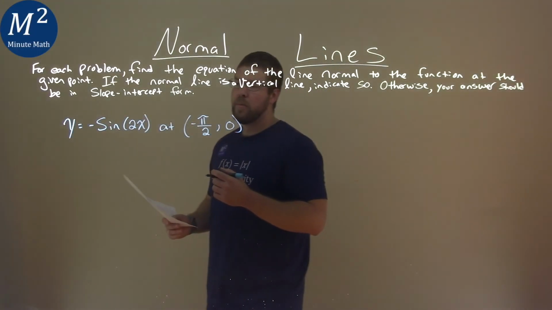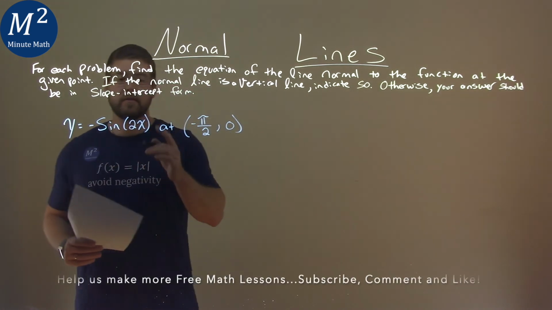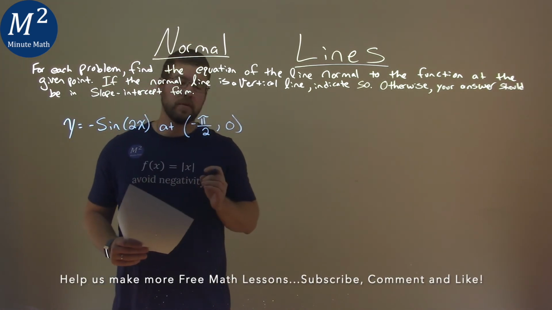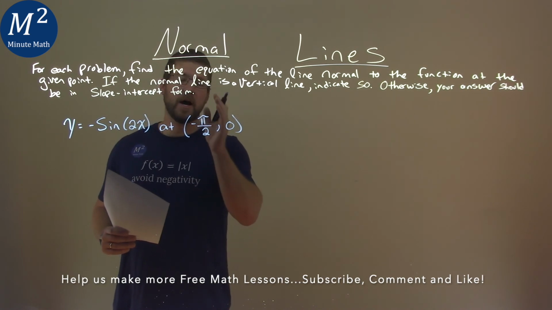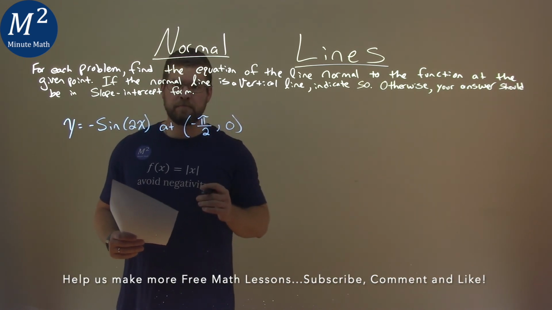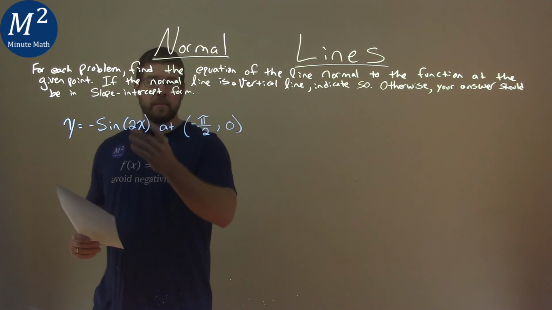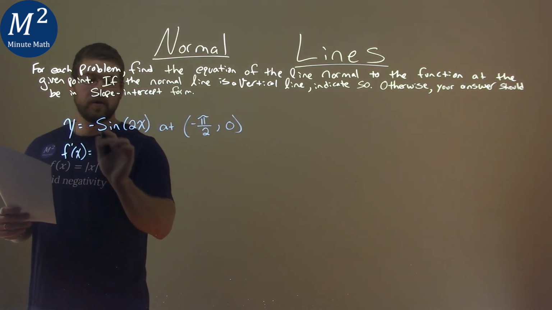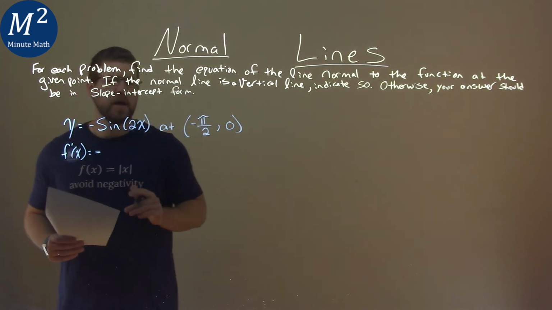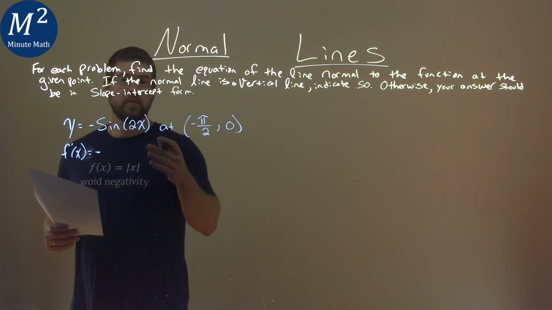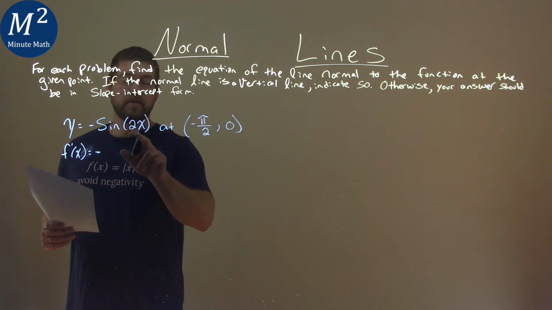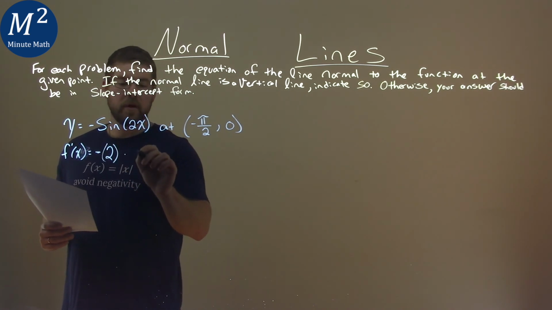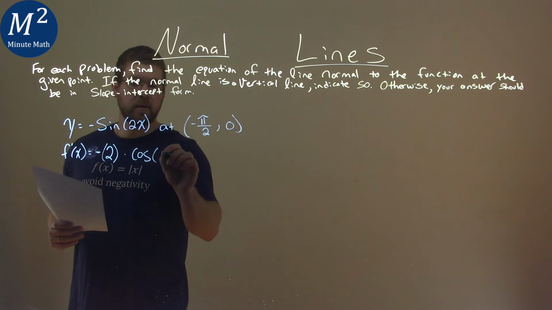We're given this problem right here. y equals the negative sine of 2x, and we want to find the equation of the line normal to this function at (negative pi over 2, 0). First thing I want to do is find my derivative. f prime of x here is equal to, well, the negative sign stays out here, and the derivative of sine of u is u prime cosine u. The derivative of the inside, 2x, is a 2. Multiply that by the cosine of the inside, which is 2x.